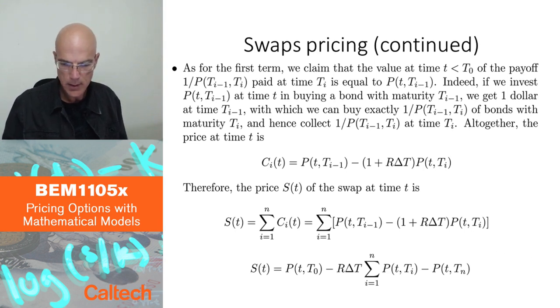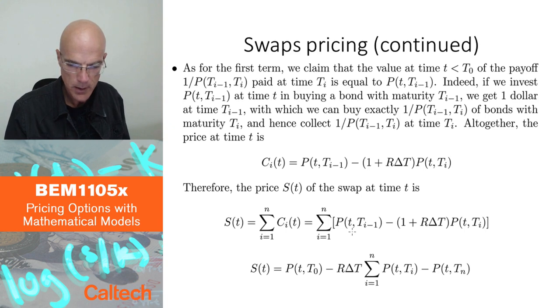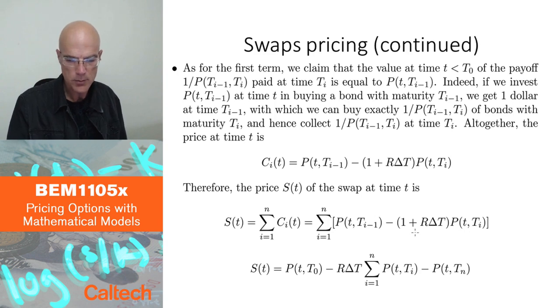And there's going to be cancellations, right? If you look here, I have P of t ti minus 1, and then I have 1 times P of t ti. But for what is now ti minus 1, what is now ti was ti minus 1 before, and so on. So there will be terms which will cancel. And if you do the algebra, I'm just going to leave that to you. The r delta t terms don't cancel, but other terms cancel except the first one and the last one.